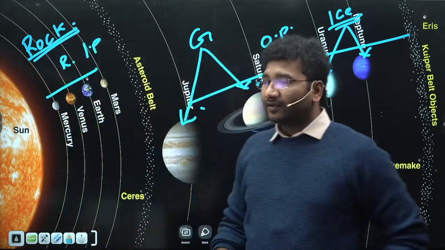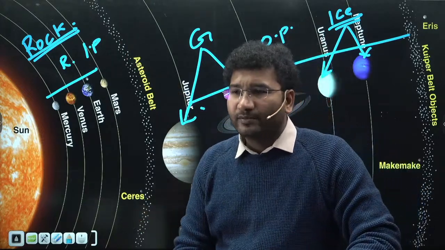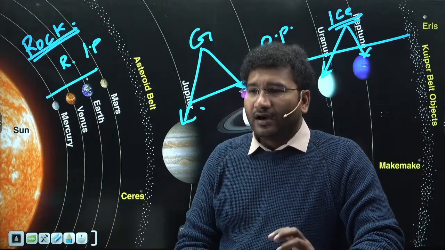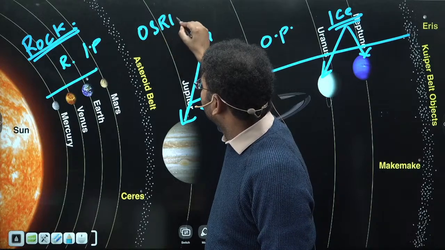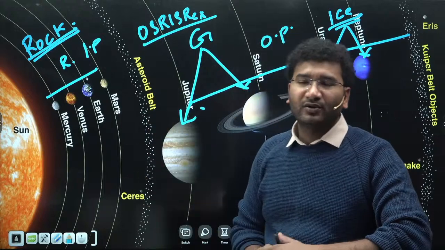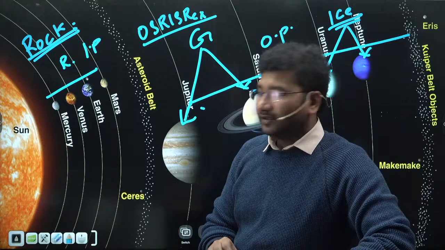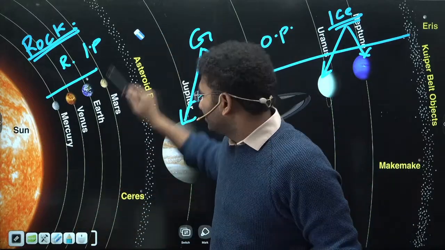Now, you see, this is called the asteroid belt. But what exactly is the asteroid belt? How was this asteroid belt formed? There can be questions on that. You would have heard of Osiris Rex in current affairs. Osiris Rex was actually sent to study asteroids. So what are these asteroids? Where are asteroids found? This you need to know.